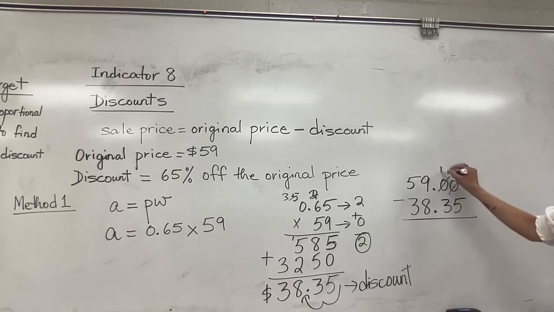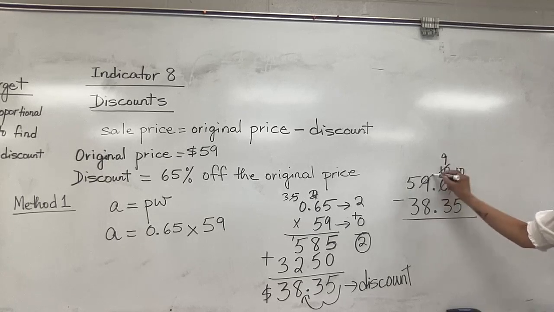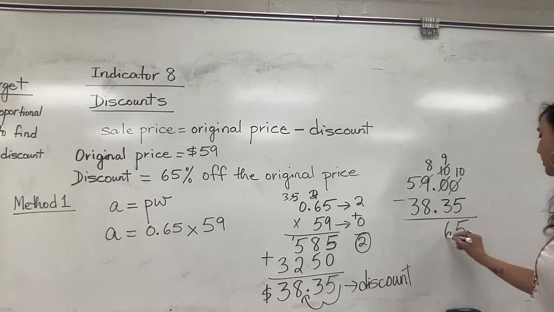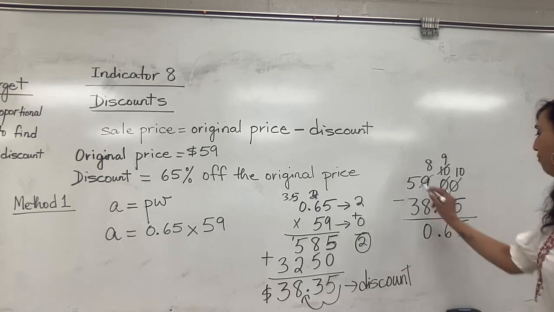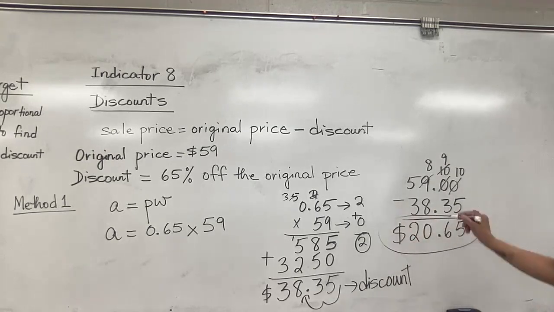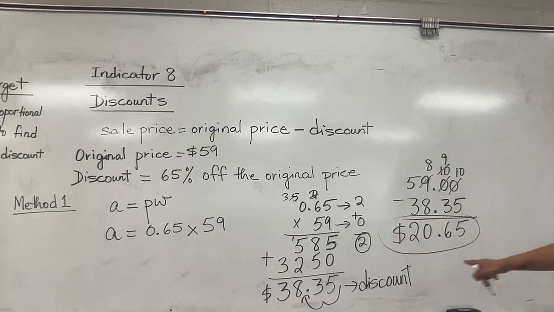This will become a 10, which again becomes a 9. This becomes an 8. So 10 minus 5 is 5. 9 minus 3 is 6, decimal under decimal, this is 0. 5 minus 3 is 2. So here is how much that volleyball is going to cost now.